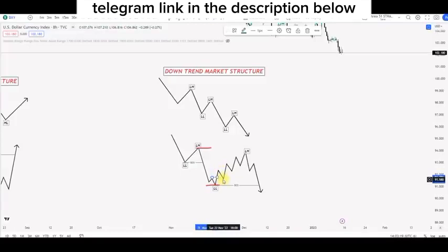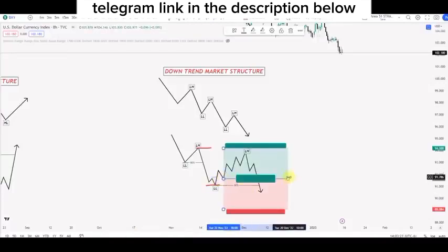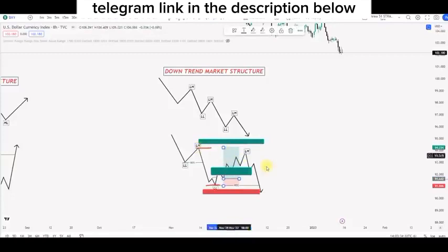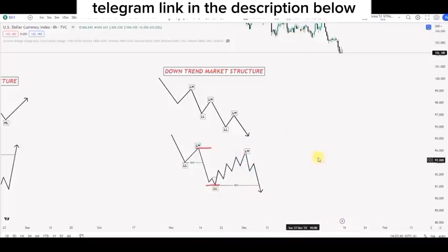And now when you wait for the pullback, you go to the lower time frame, like the 4-hour time frame, and you take the trade. You take the trade as a swing trade. You basically put your stop loss below here and target this weekly high here. All right, so that is how you swing trade this strategy.